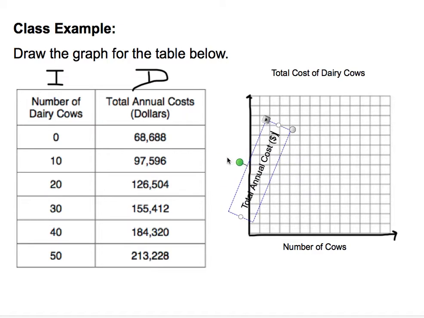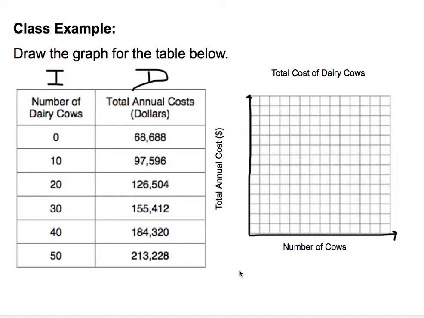You do have to put your units so that you know that you're not talking yen or euros or pesos or whatever. You do actually have to put your units. Okay? Dependent variable always goes on the vertical, and the independent goes on the horizontal.